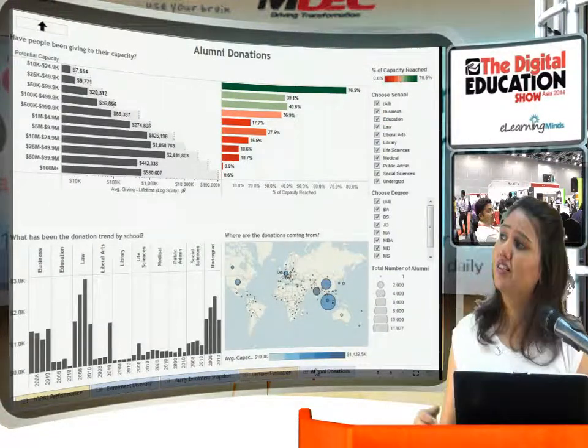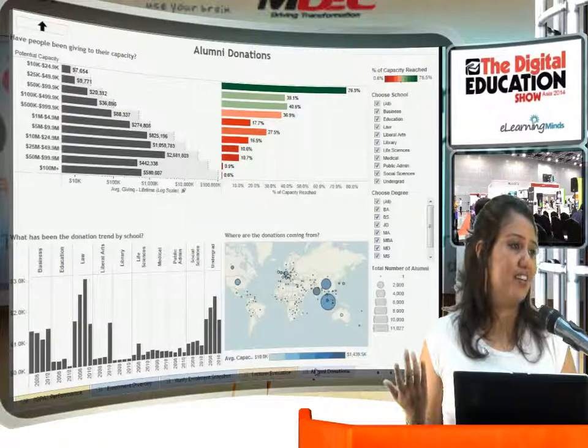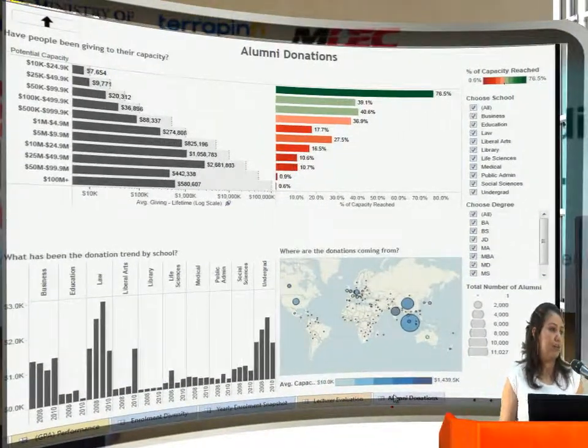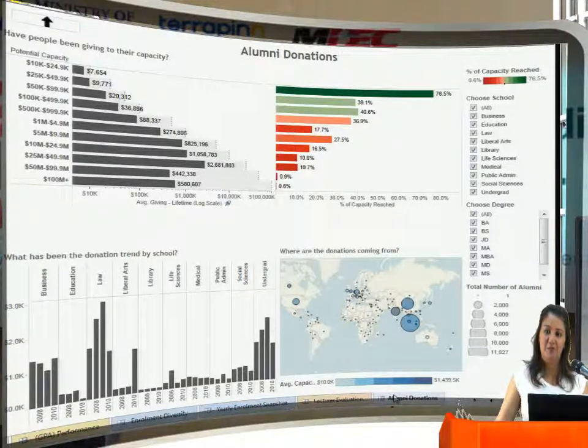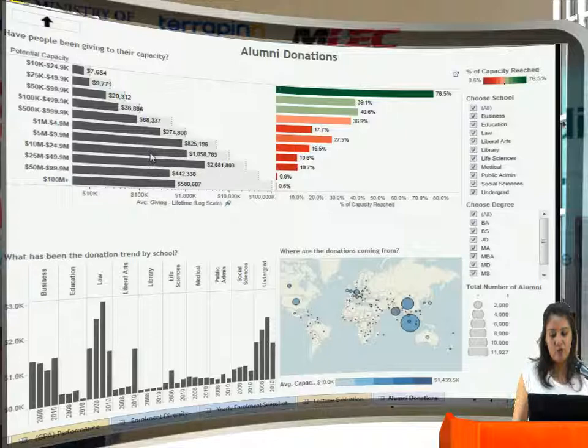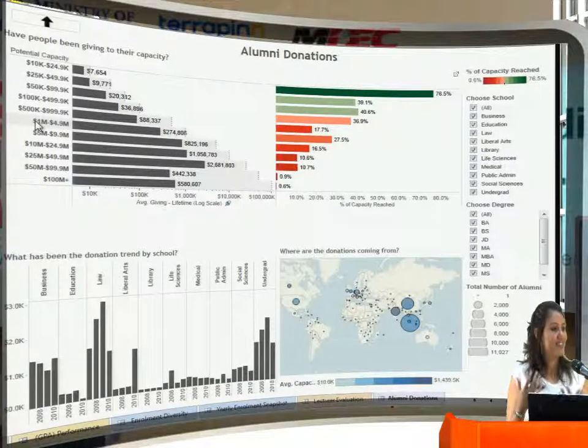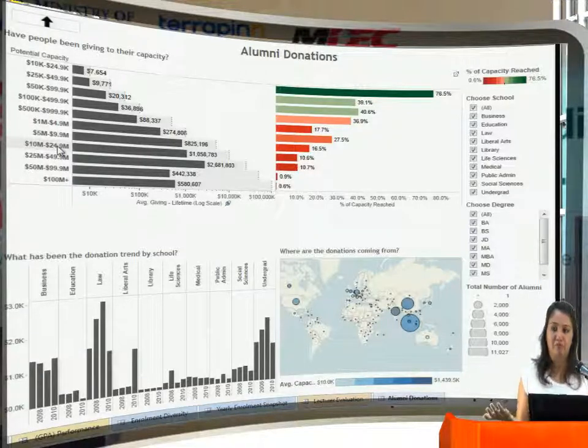There's another interesting one, alumni donations. So alumni, obviously we all are alumni of some university or other, and all of us love to be connected to our universities and donate to them. So this is done from the perspective of universities. One university wanted to find out who the alumni are and what is the potential capacity of these alumni. What is the monetary value that they probably have, or what is the capacity of them donating to the university.